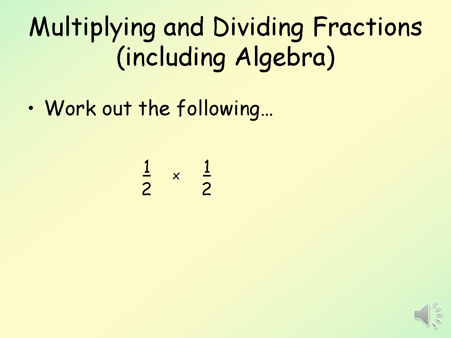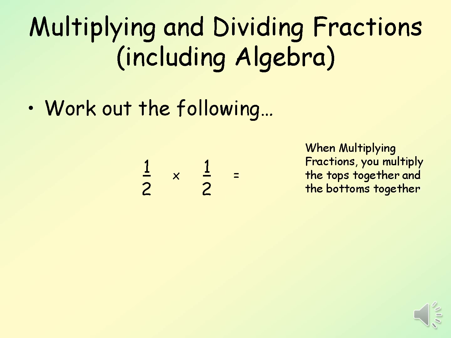Okay, so nice easy one to start off with. It's 1 over 2, a half, multiplied by a half. So all we do is multiply the top line. 1 multiplied by 1 is 1, 2 multiplied by 2 is 4. So therefore the answer is 1 over 4. Okay, so it's easy as that.